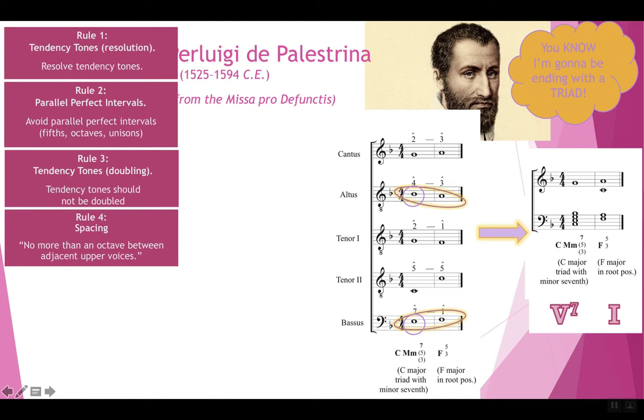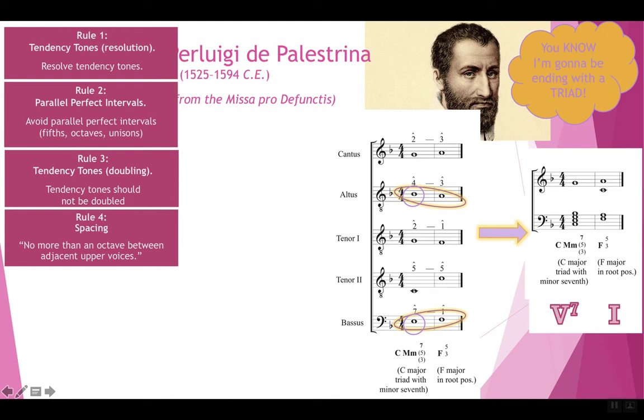So you don't have to worry about the bass, just all the voices that are above the bass. And then the only adjacent ones. So you're looking, is there more than an octave between this C and this G? No. Is there more than an octave between this G and this B flat? No. Is there more than an octave between this B flat and this G? This B flat is down here. So the answer is no. There is not more than an octave between adjacent upper voices in this chord.